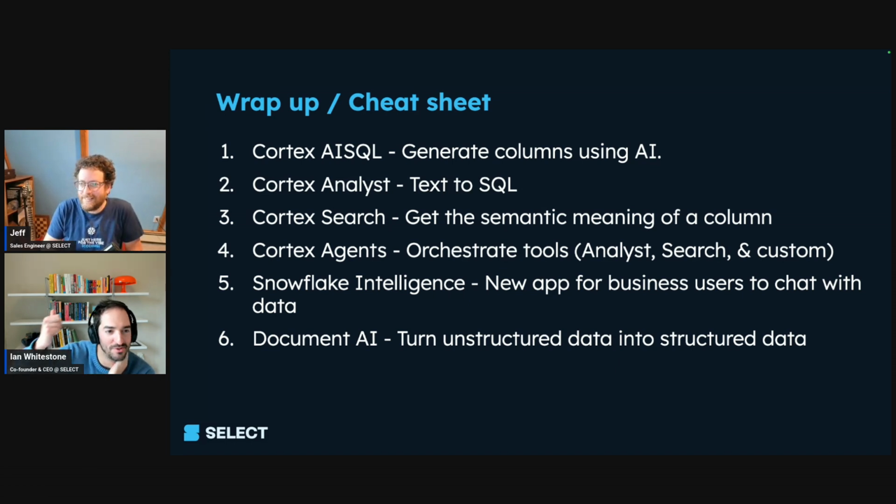All right, so let's rip through this. Cortex AI SQL: you can call LLM functions in your SQL. So you can generate new columns. I would say it's more than that. You can filter records based on AI. You can aggregate data sets and group by. So you can do all sorts of things with AI in SQL.